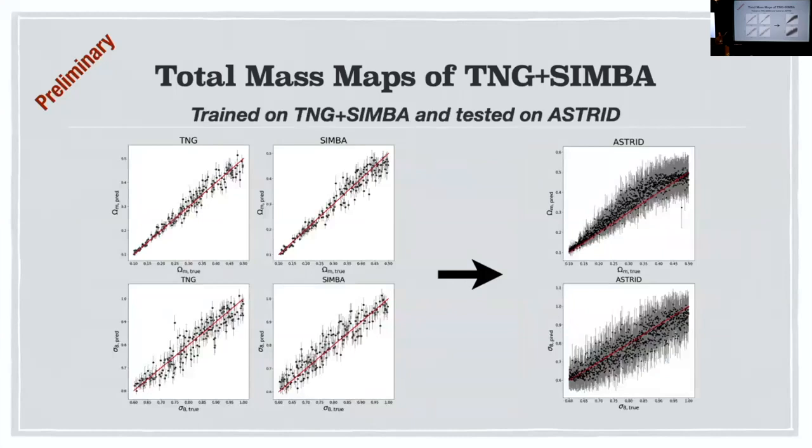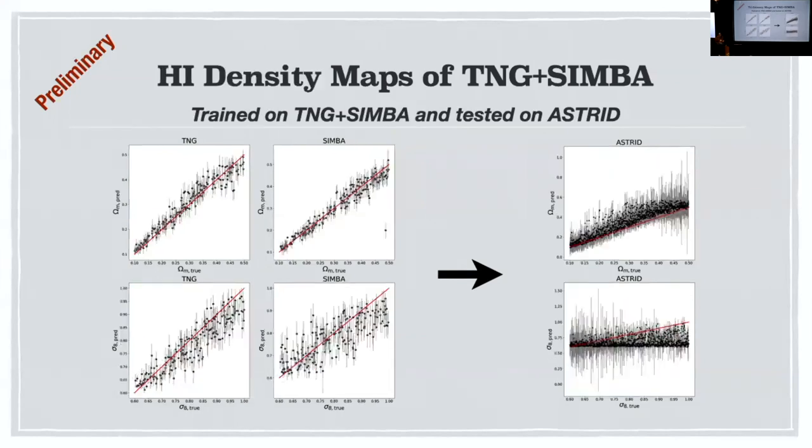We trained the machine on Simba and TNG and tested on the Astrid with the total density map. I think this is not that bad, especially in terms of sigma 8. There is some scatter, obviously, but not that bad, I guess. But here you can see some biases, like in omega m. This is something we have to optimize more or figure out how to suppress the bias. Maybe having more simulations would be a better solution here.